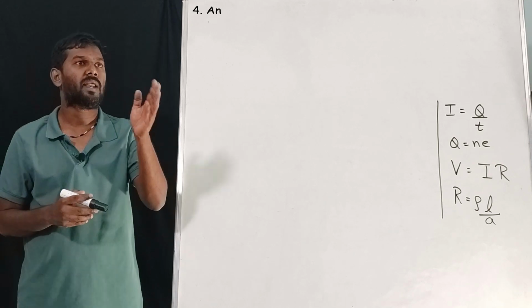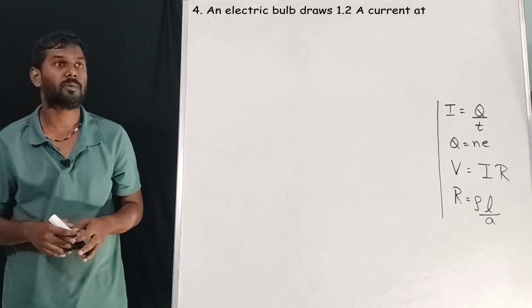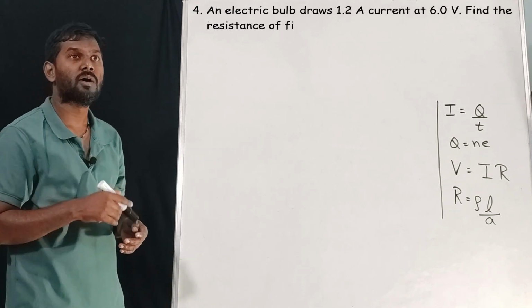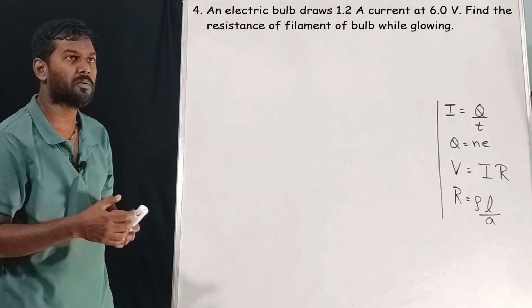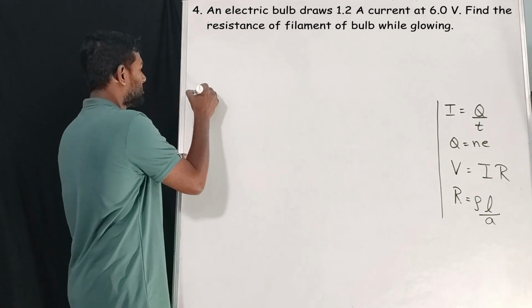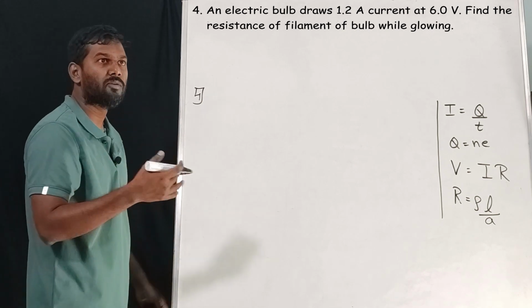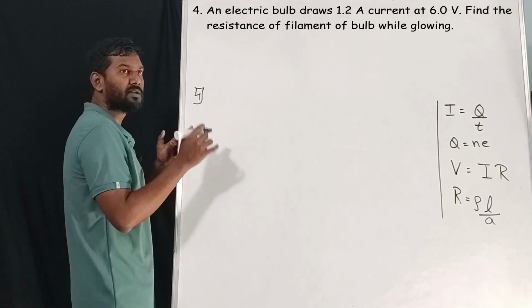Question number 4. An electric bulb draws 1.2 amperes current at 6 volts. Find the resistance of the filament of bulb while glowing. Whatever the question is, first write the given data and what we have to find. If you know that, we can answer it.